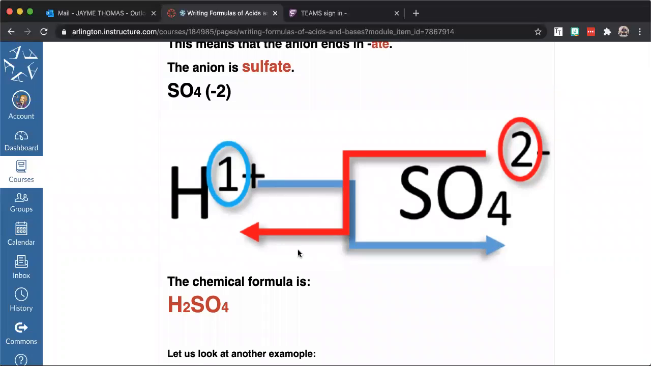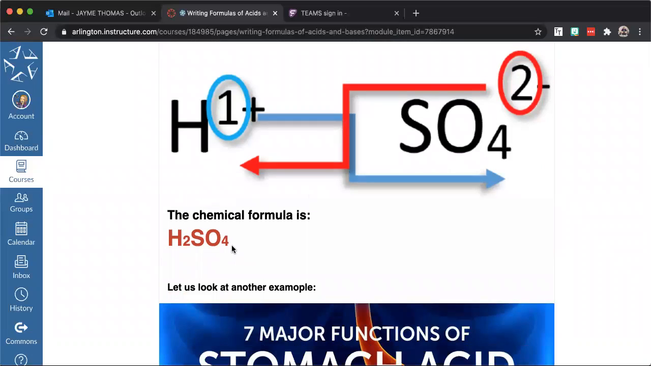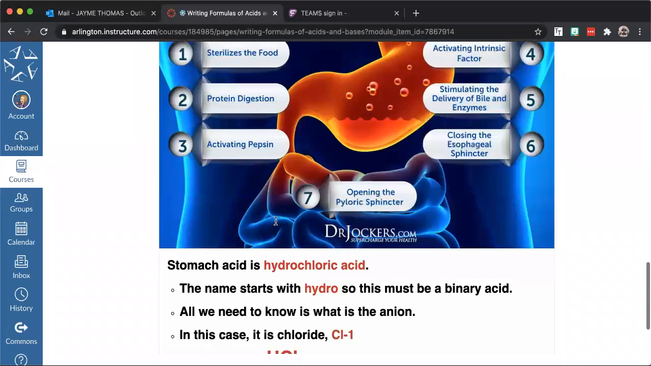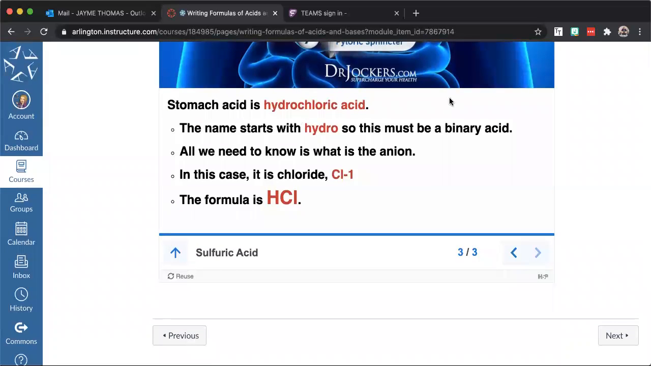I crisscross the charges, and reduce if I need to, or you can balance by adding the charges together and seeing how many of each ion you need. So for this one, because this is a +1 and this is a -2, if I crisscross them, I need 2 hydrogens, so the H gets a 2 subscript. Because I'm bringing a 1 down to the sulfate, remember I don't write 1s, so I just have SO4 for the sulfate. And so for sulfuric acid, this is what the formula would look like. There's another example down here with hydrochloric. This one is a binary acid, so you can take a look at that one on your own a little bit later.